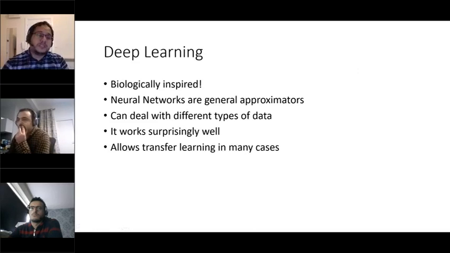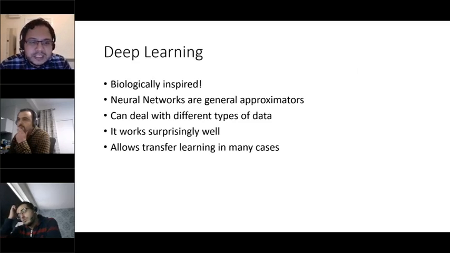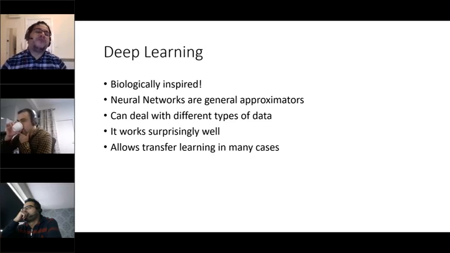So why do we use them? They are biologically inspired, inspired from how the brain works. Neural networks, which are the foundation of deep learning, are general approximators. It means that they can learn really any function. A function is just mapping an input to an output, exactly what you used to do in high school. So you have some data set, and they can approximate how to transform that input to an output. And they can do that for any data set.